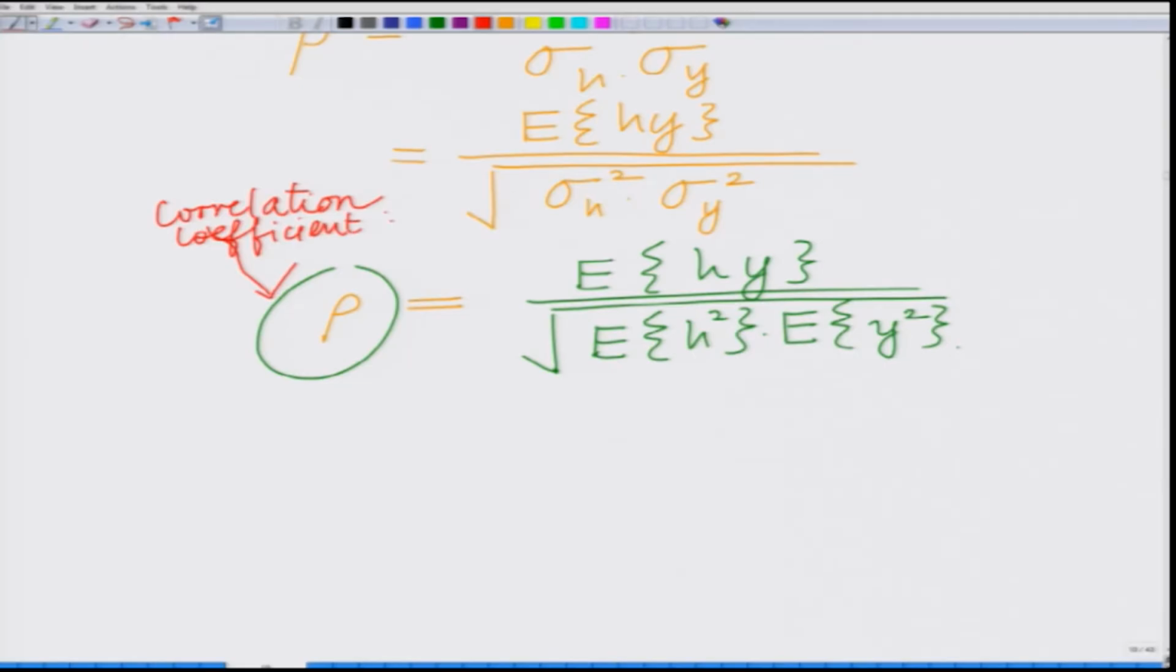And one of the most important and interesting properties of the correlation coefficient is that its magnitude is always less than 1. It lies between -1 and 1. It indicates the extent of the correlation between h and y.